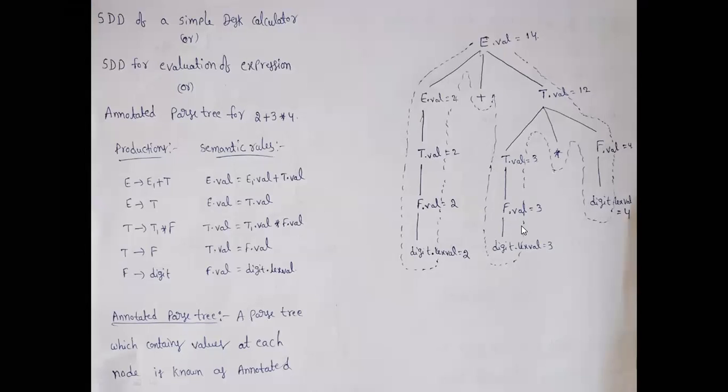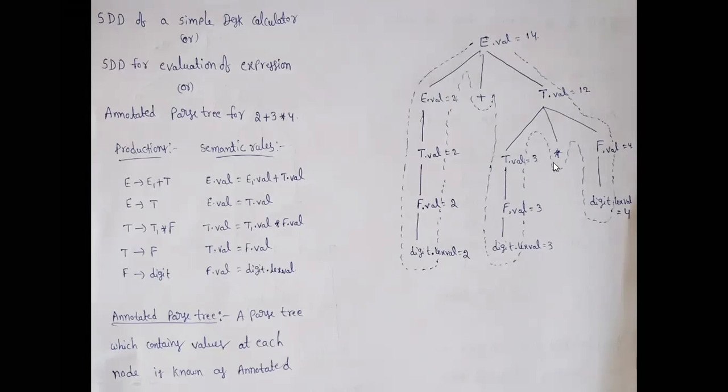Then here also we are going to perform one reduction, so one semantic action. So F.value is equal to digit.lexvalue. So that is 3. We are placing 3 here. And for this one again we are having one reduction. Then we are going to use the corresponding semantic action. So T → F. Then T.value is equal to F.value. What is the value of F.value? 3. Then we are replacing this one.